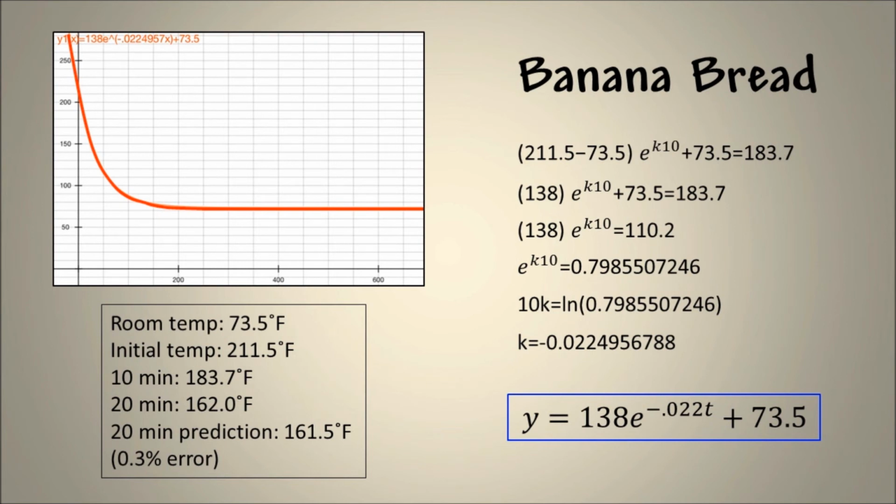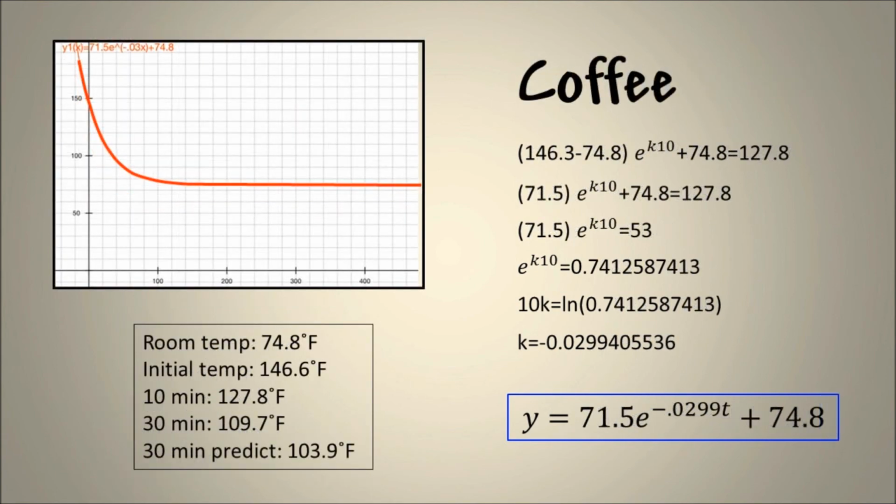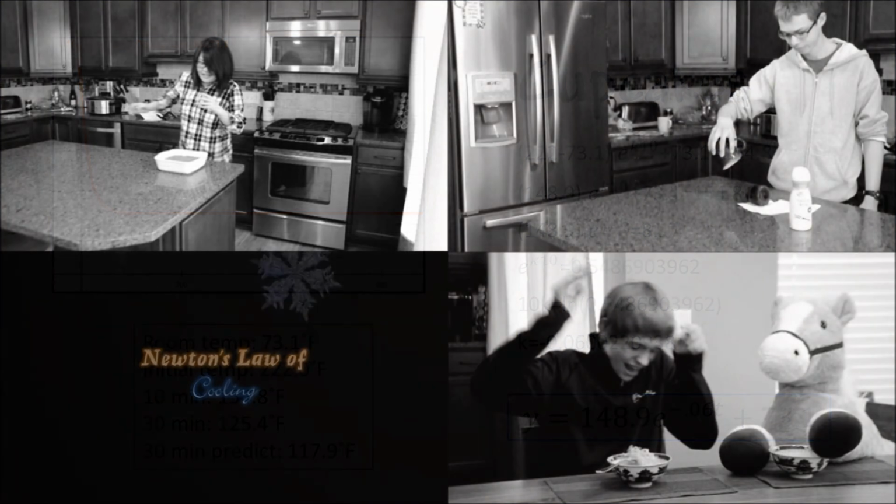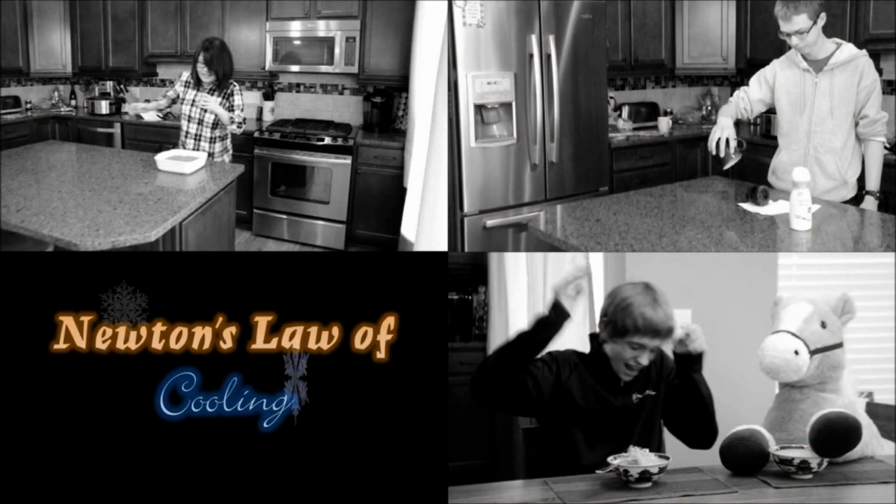We plugged k into the original equation and were able to predict the temperature of the bread at 20 minutes with only a 0.3% error. We used the same method to predict the temperatures of coffee and cupcakes. So remember, next time you're baking and don't want to burn yourself, use calculus.